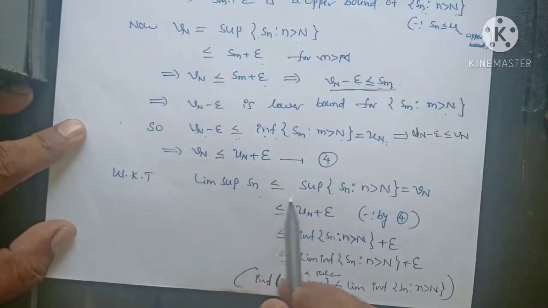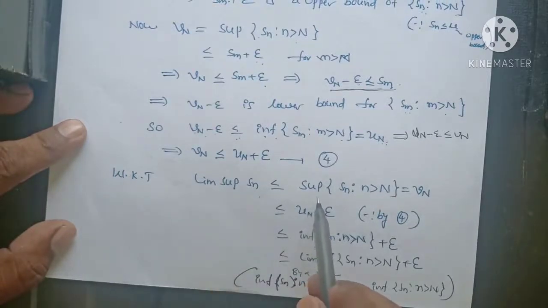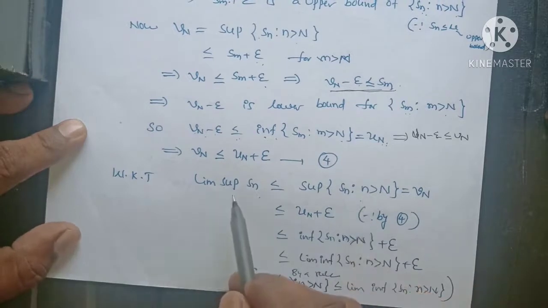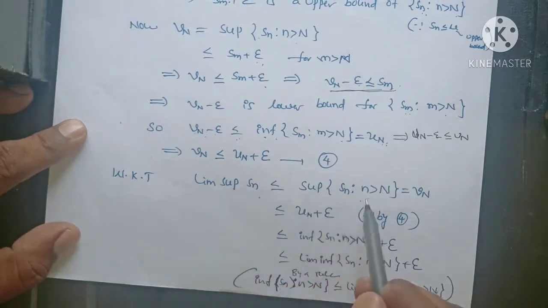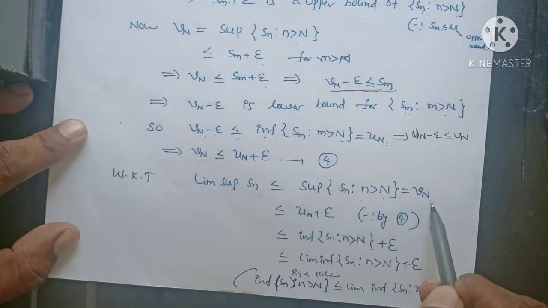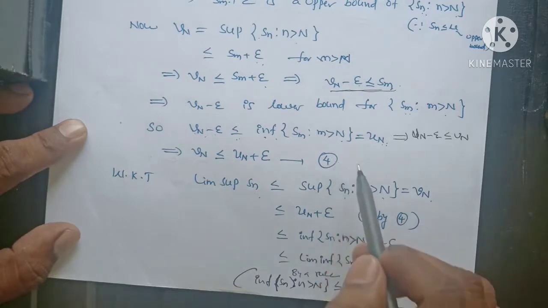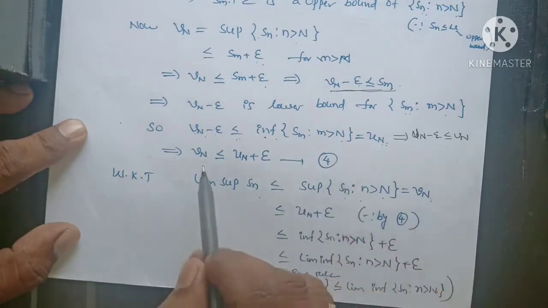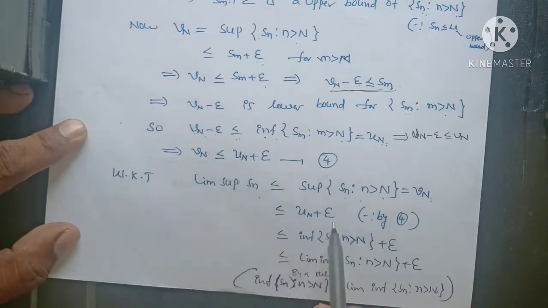Also, we know that the limit superior of Sn is always less than or equal to the supremum of the sequence Sn, n greater than capital N. The supremum of Sn, n greater than capital N, from the above notation, is denoted by Vn. So from the above equation 4, Vn is less than or equal to Un plus epsilon. Un means the infimum of Sn such that n is greater than capital N, plus epsilon.